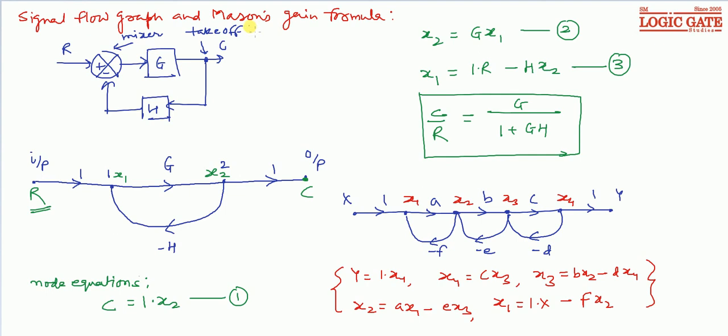So before coming to Mason's gain formula, let us see a few definitions. First one is forward path.